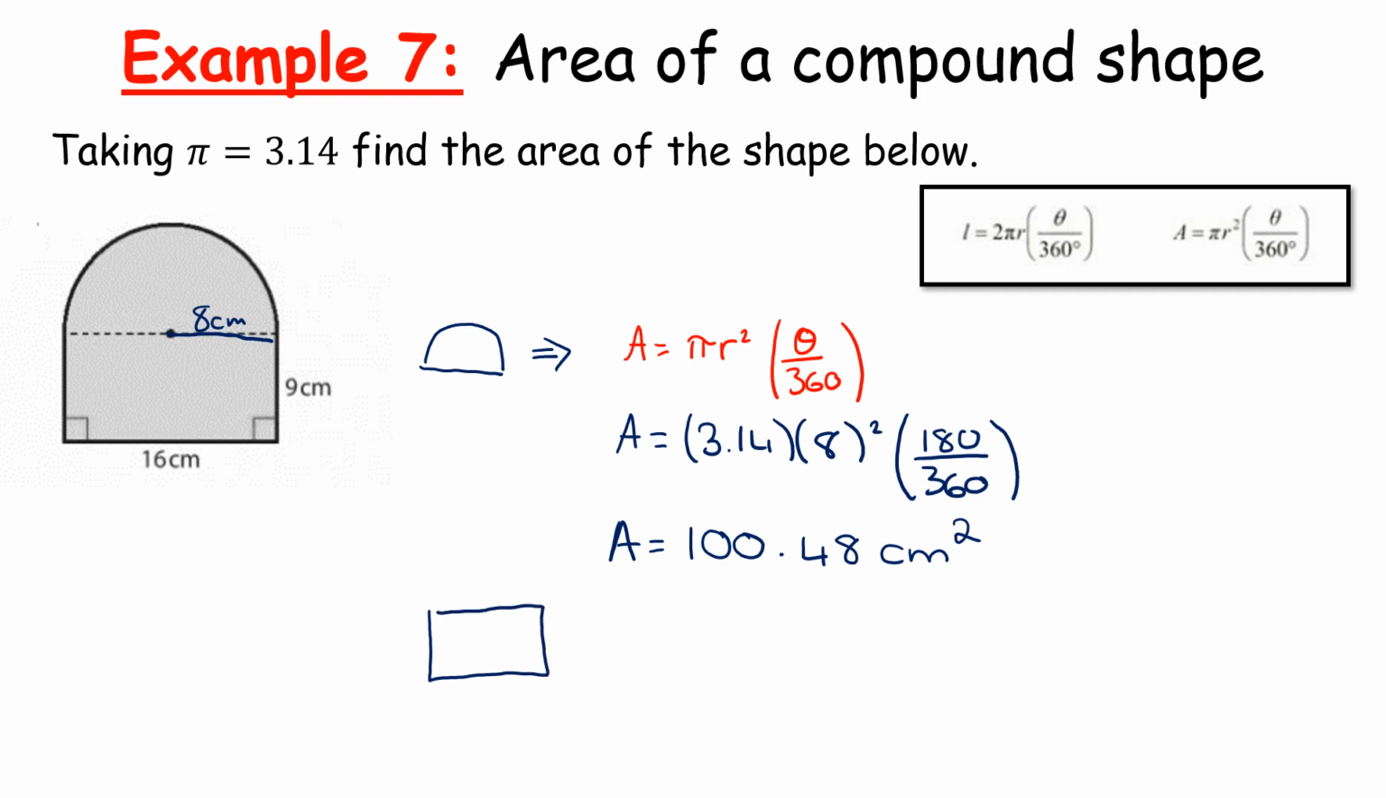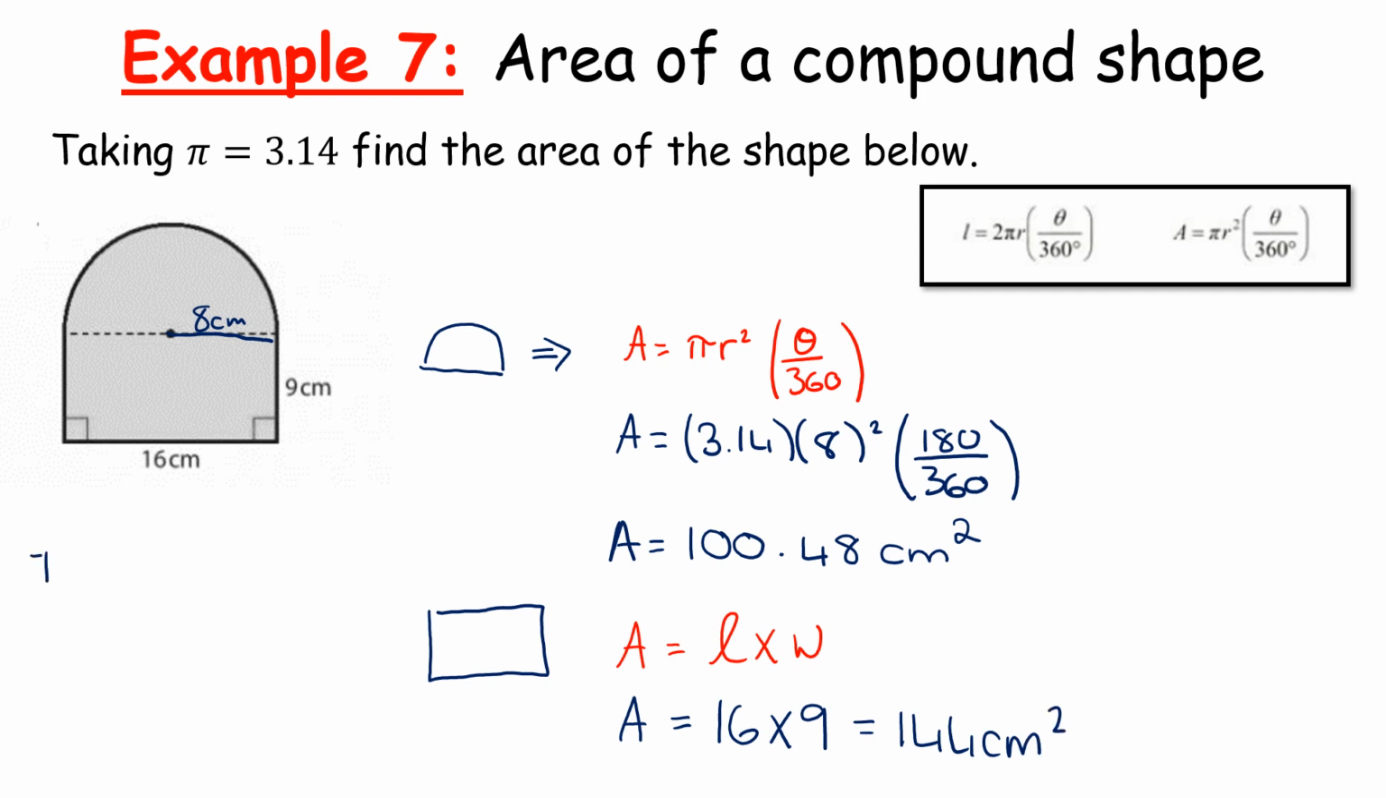So the area of a rectangle is length by width. It doesn't matter which is which. Remember, multiplication is commutative. Order will not matter. So all you need to do is multiply your 16 by your 9 or your 9 by your 16. And that will give us our area of that piece. That gives me 144 centimeters squared.